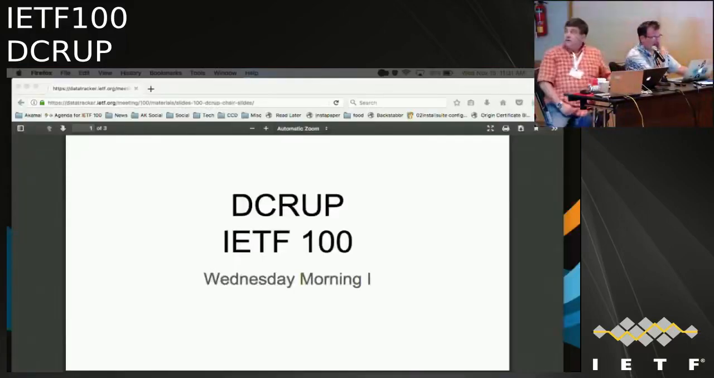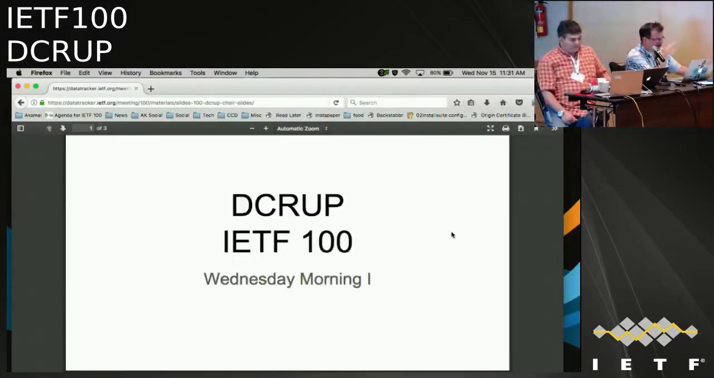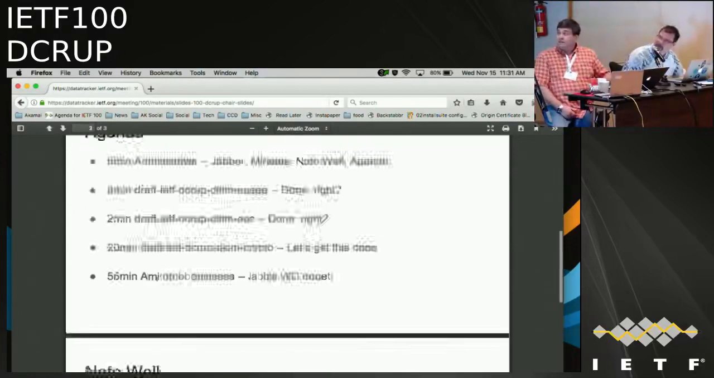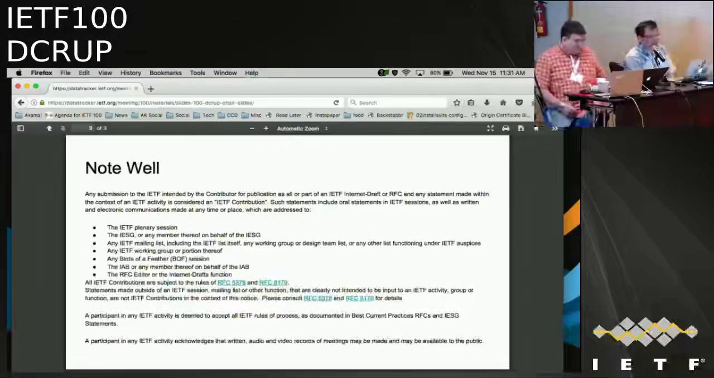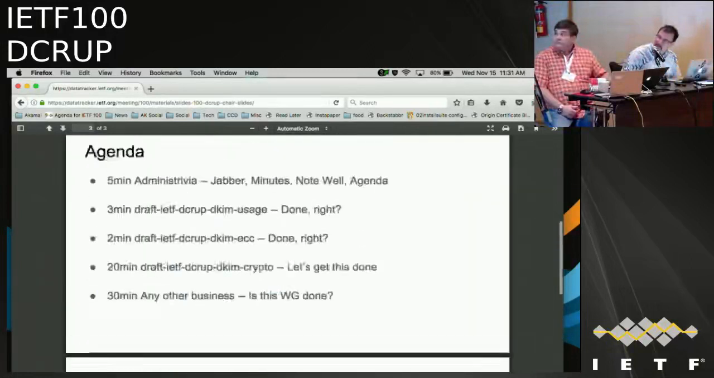DKIM working group. If this is the wrong flight for you, the door is back there. Note well slides, usual. This is our agenda. Please note the Note Well: your obligations under intellectual property and so forth in the IETF. Our agenda, quickly bash. Otherwise, we can just get started.